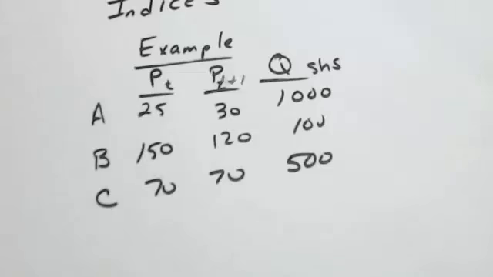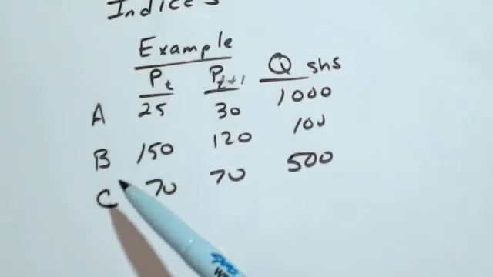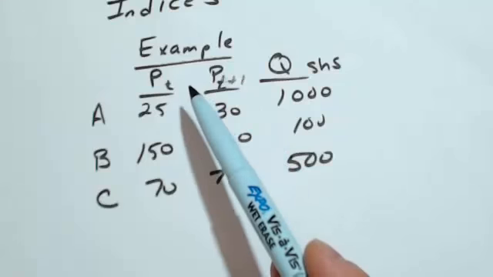In reality, indexes could be made up of hundreds, if not thousands, of stocks, and we're not going to go through all those calculations. We want to get the intuition, and that's the purpose of this video, the intuition of index construction and what indexes mean. So in this example we have 3 stocks, A, B, and C.